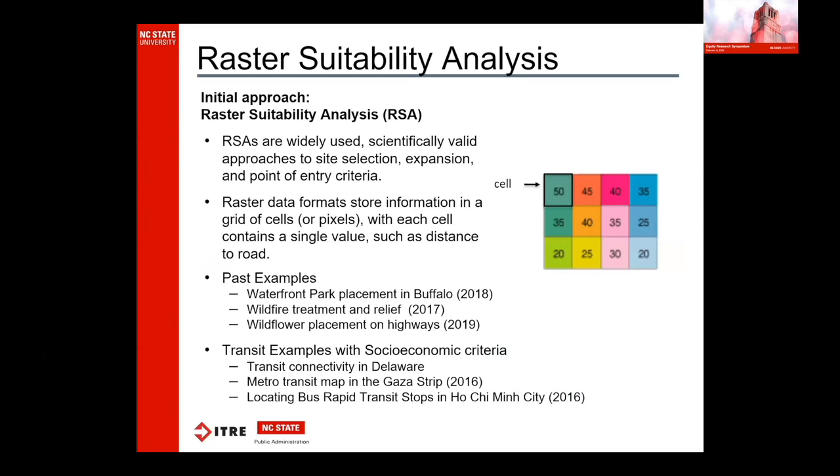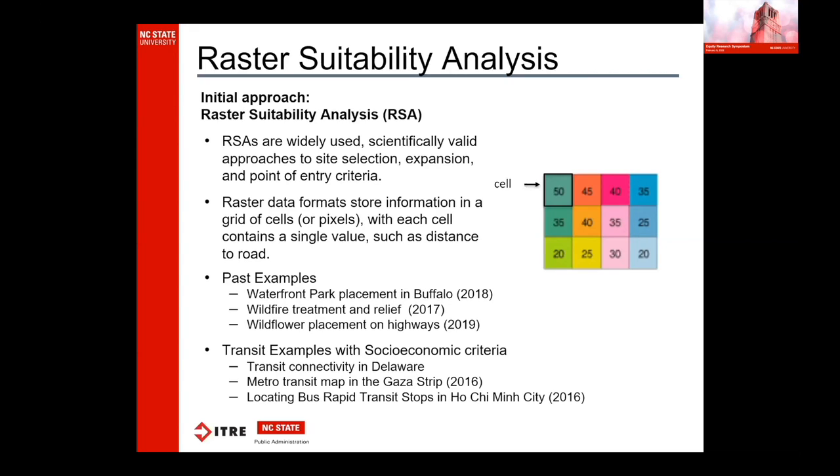If you're not familiar with what raster data is, it's basically just a spatial data format that stores information in a uniform grid of cells, where each cell contains a single value for some information, such as distance to a road. So if this little raster on the right was containing information about distance to roads, that cell in the top left corner would be, say, 50 feet, and the next one would be 45 feet, and then 40 feet, etc. And you can use any sort of spatial information in a raster format, not just that type of distance information.